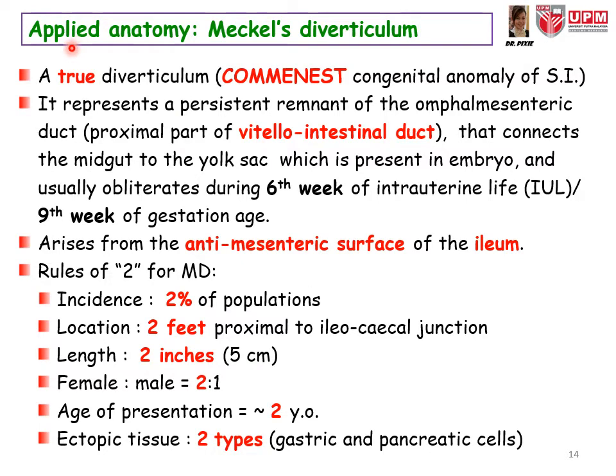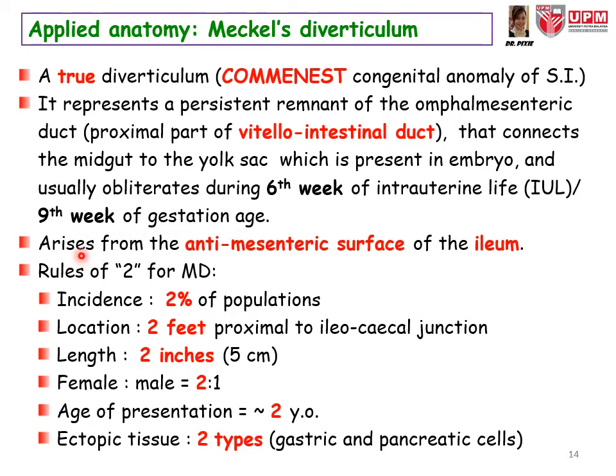Applied anatomy. Let's talk about the Meckel's diverticulum. This is a true diverticulum because it contains all layers of the small intestinal wall. It represents a persistent remnant of the omphalomesenteric duct, or the proximal part of the vitelo-intestinal duct. This duct connects the midgut to the yolk sac, which is present in the embryo and usually obliterates during 6 weeks of intrauterine life, or the 9th week of gestational age.